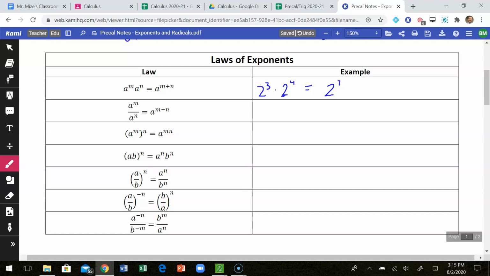And if I multiply all that together, then I really have 7 2's multiplied together. If you are dividing the same base, you subtract the exponents. So if I did 2 to the 4th divided by 2 to the 3rd, that's just going to give me 2 to the 1st. I subtract 4 minus 3.